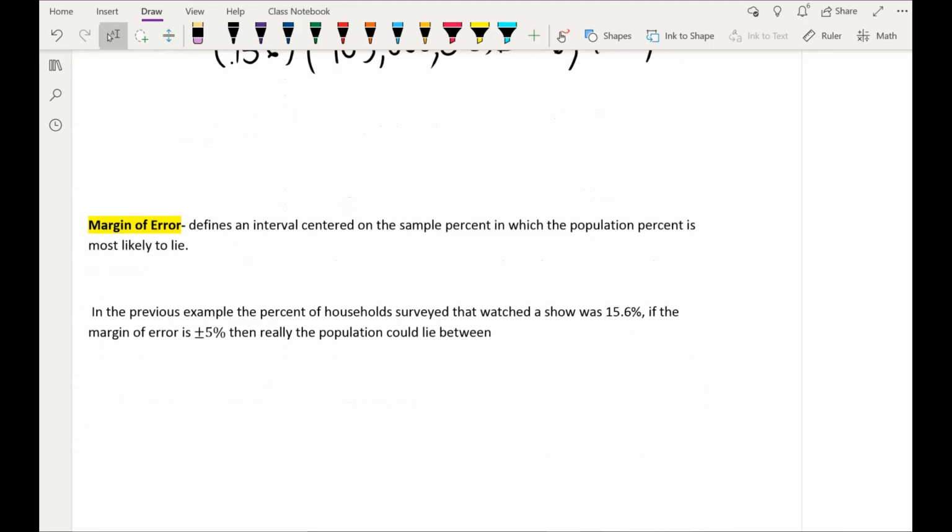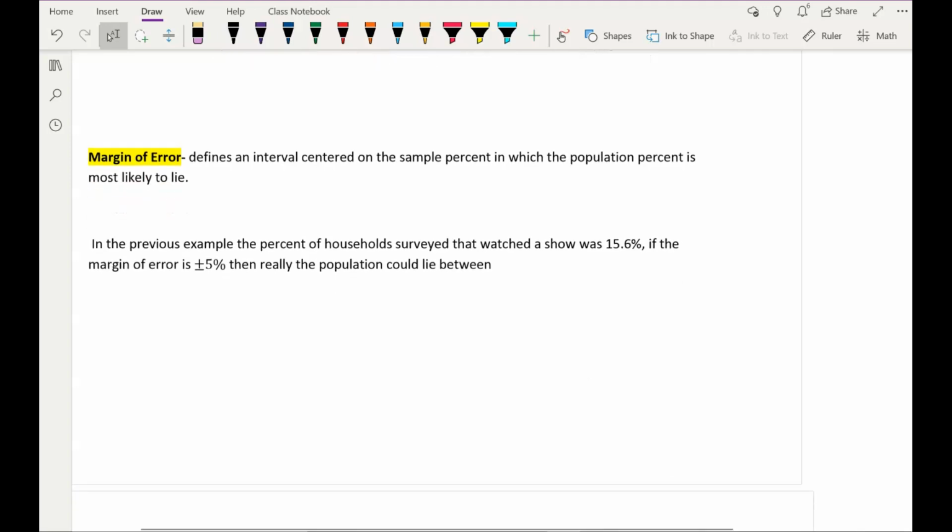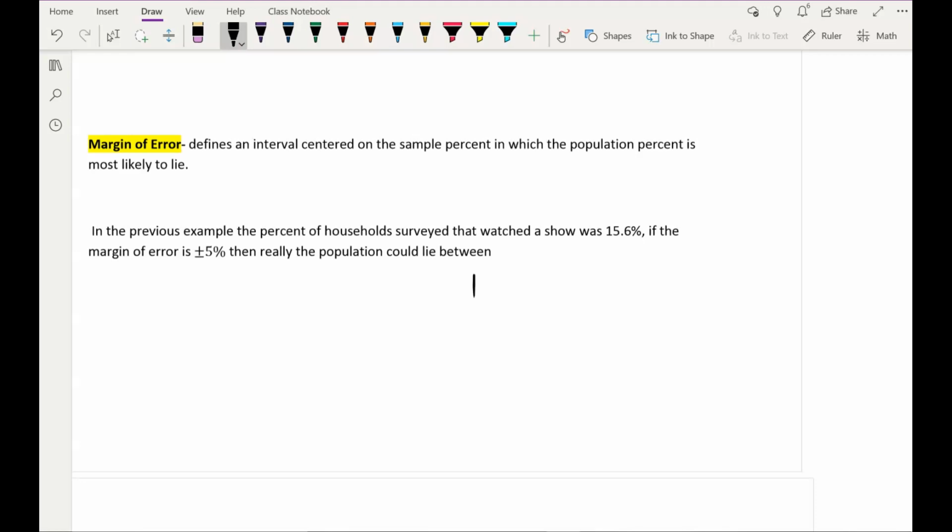Well, if the survey has a 5% margin of error, really what we're saying is we're not for certain it's exactly 15.6%.